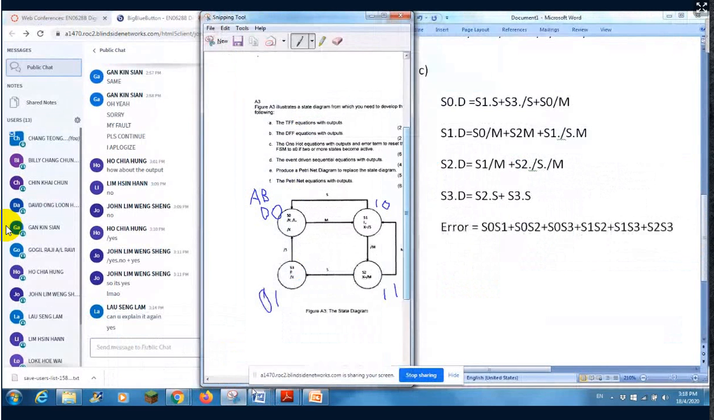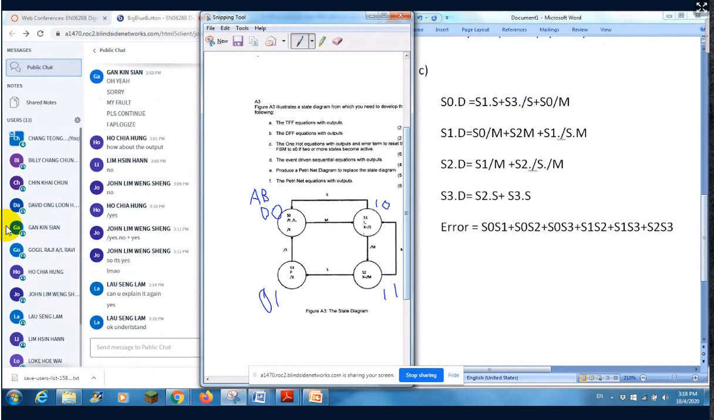All right, Sing Lam, does this answer your question? This is the error term. It is for checking your error. It means that if you have 2 bits or 2 flip-flops set to 1, this will be detected, so you will set the error to 1. All right, then I will go to the next question.